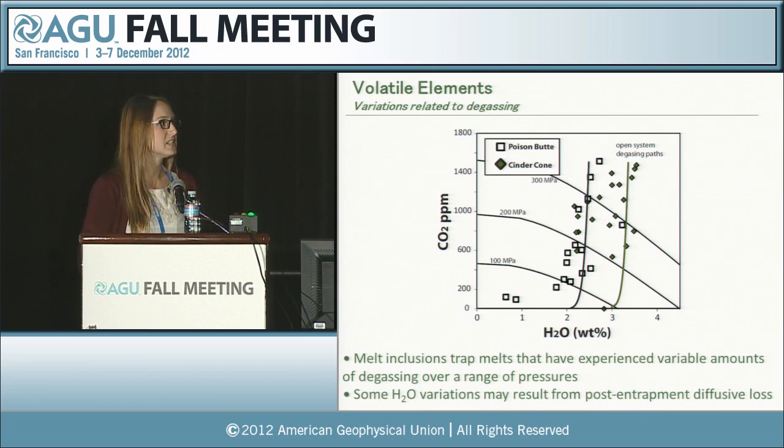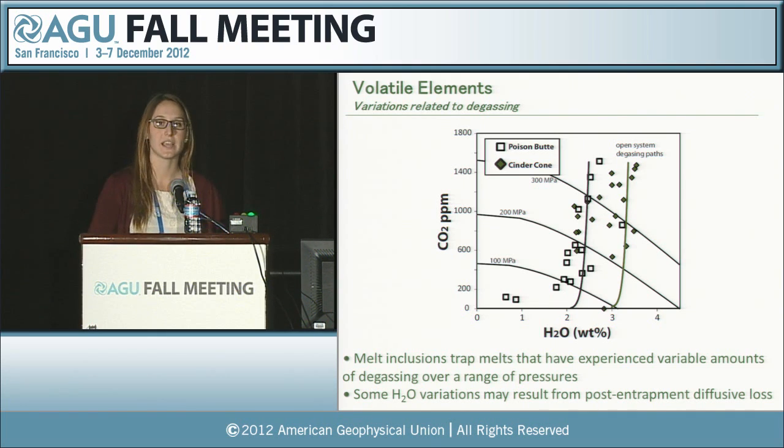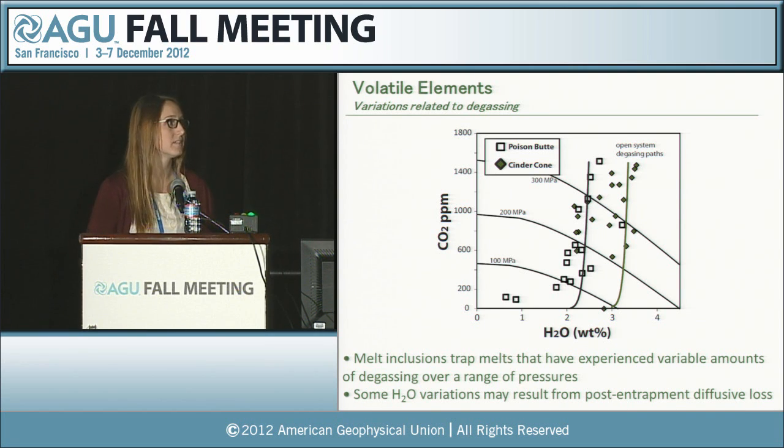And as you can see, these melt inclusions are trapping melts that have experienced variable amounts of degassing over a range of depths. So it's important to note that we must use maximum volatile, or at least here maximum water contents, because they are most representative of that initial magma. You might also notice that there is some scatter, deviation to the left of these open-system degassing paths, and that's likely the result of post-entrapment diffusive loss of hydrogen.